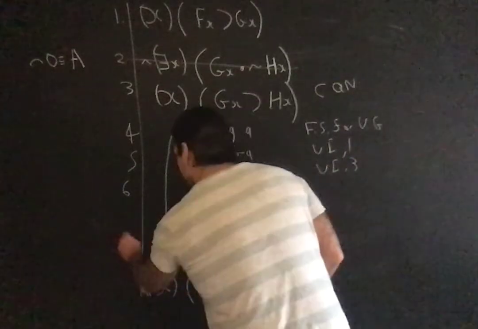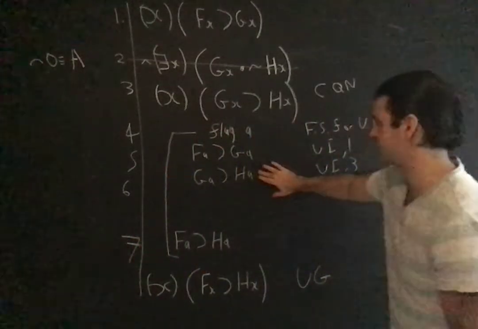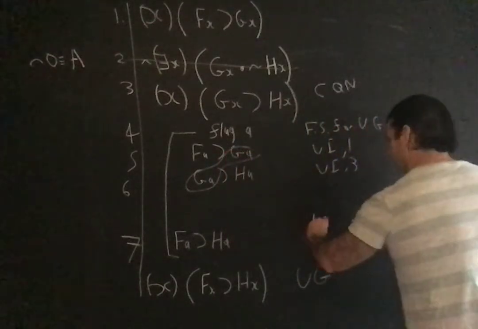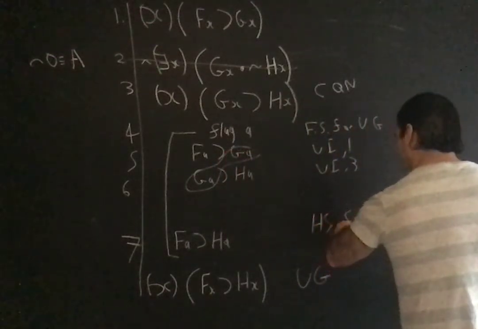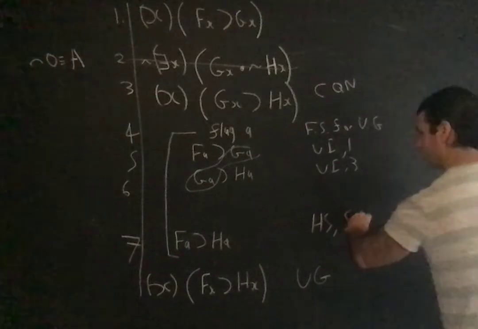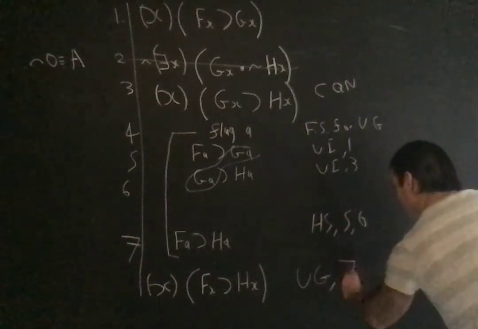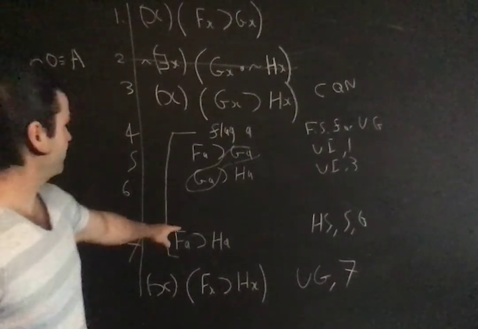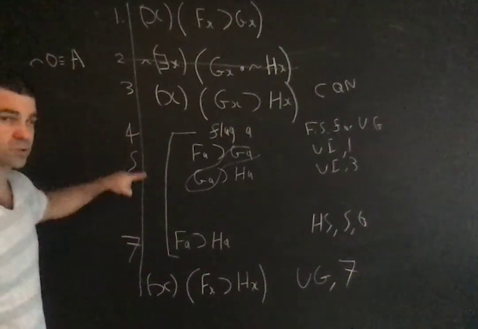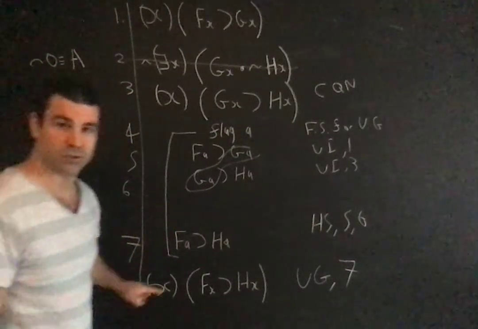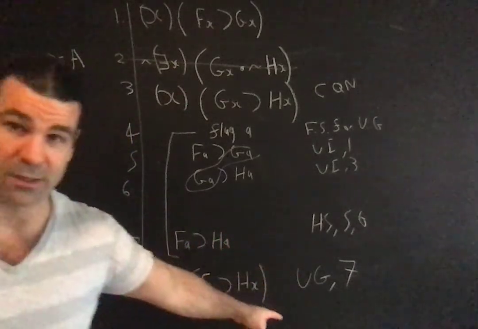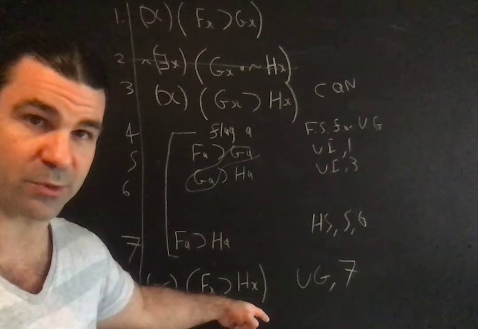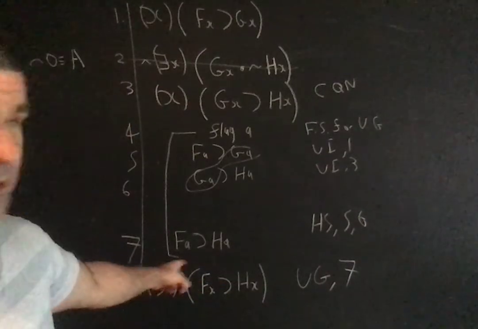And then, you can see, 5 and 6, you can do HS 5, 6. That's it, right? Hypothetical syllogism from these two, 5 and 6, and then UG on 7. Notice that we cite just the last step, 7, different from conditional proof and indirect proof, where we cite the whole subproof. Just the last step we cite.